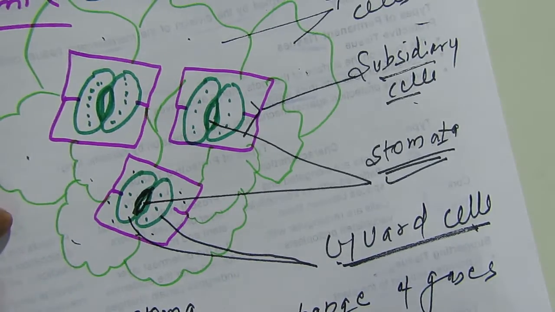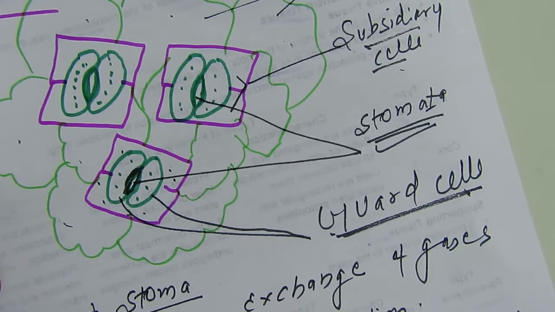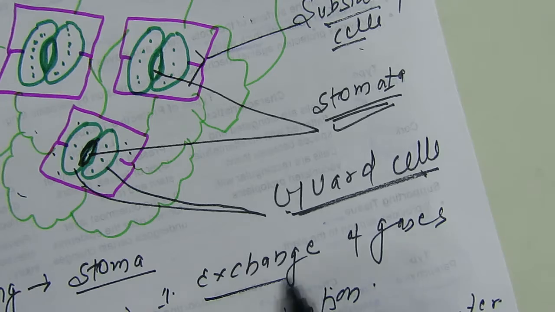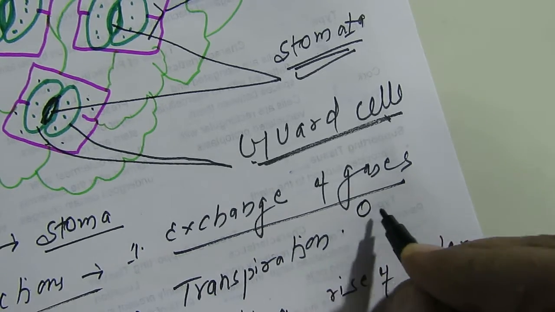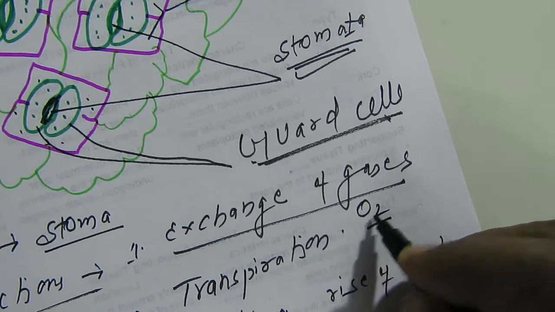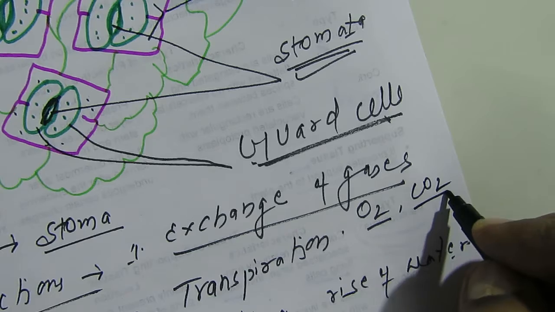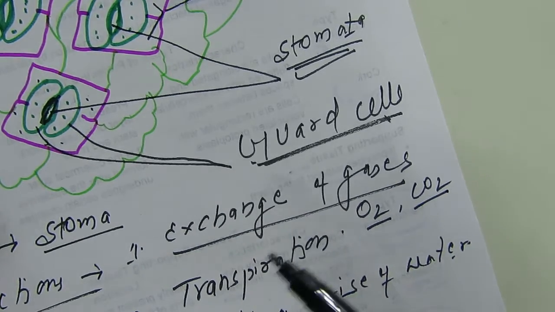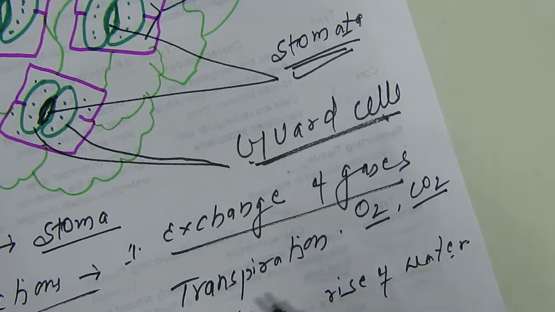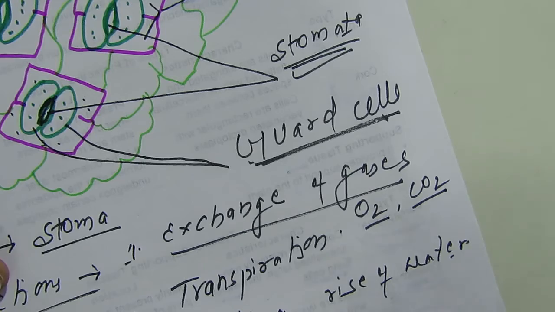Now what is the function of stomata? The main function, when it is open, is the exchange of gases. Plants also require oxygen for breathing, for respiration, but they also require CO2 for photosynthesis. When the stomata are open, the gas which is required can come in, for example oxygen can come in, CO2 can come in, and excess gases can go out also.